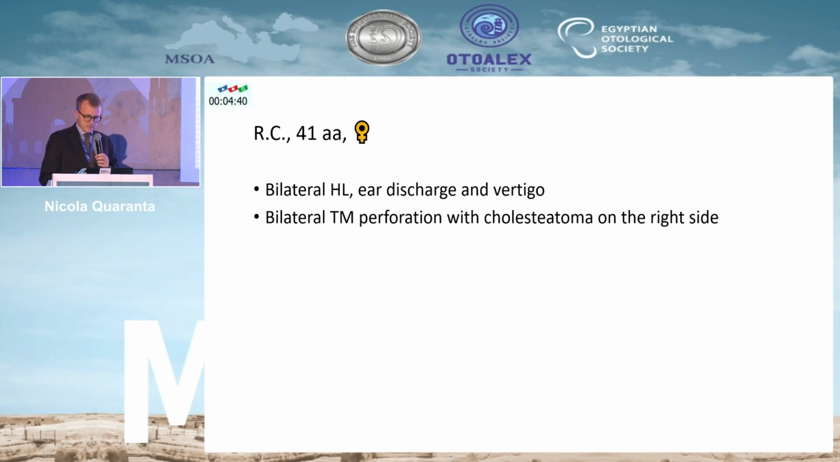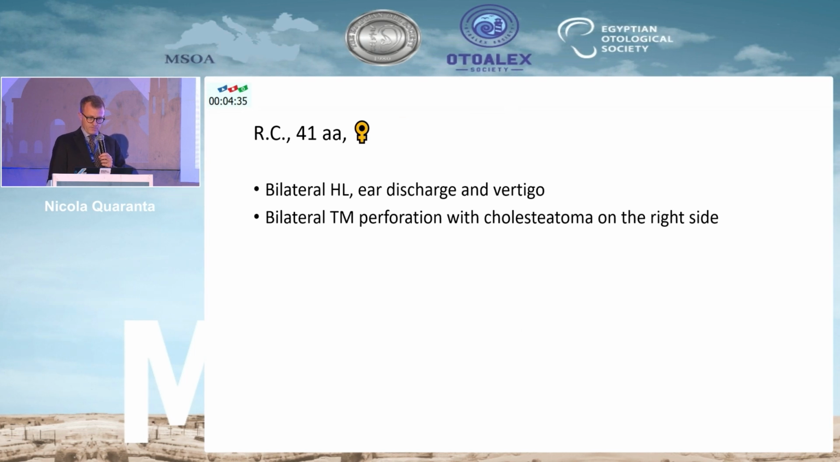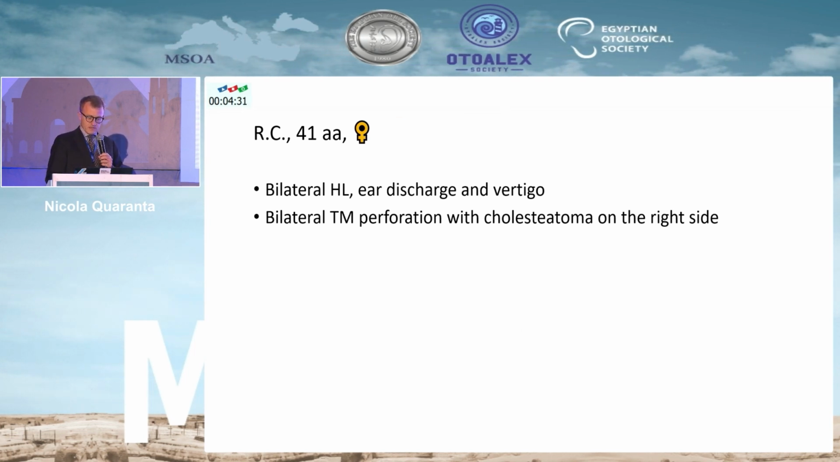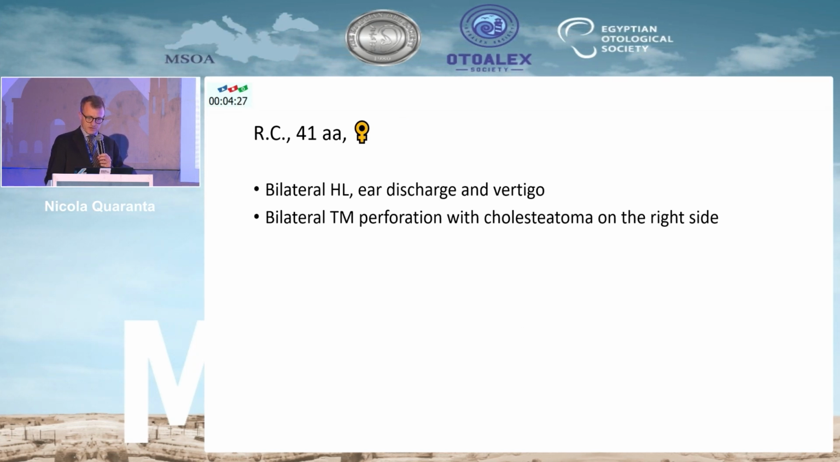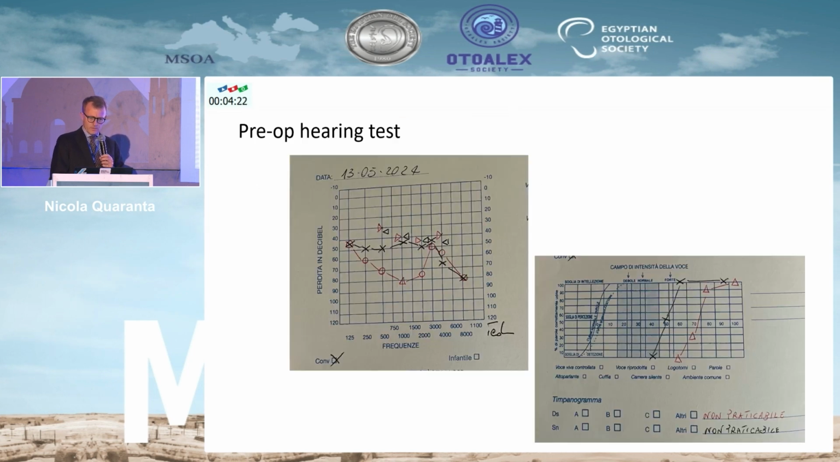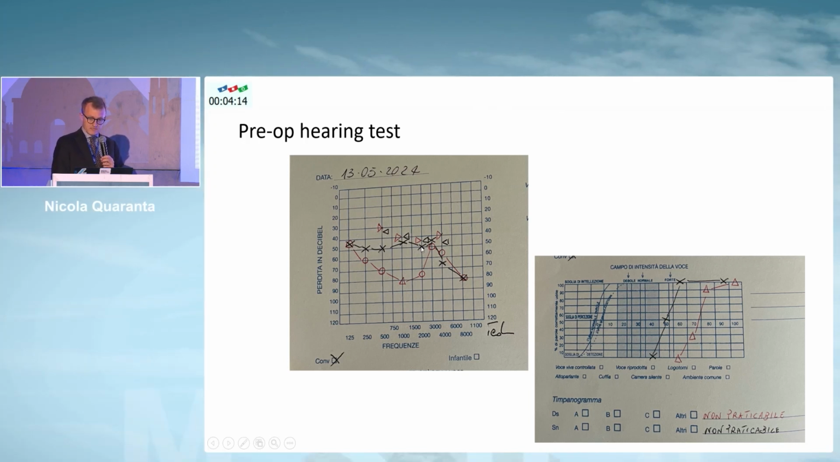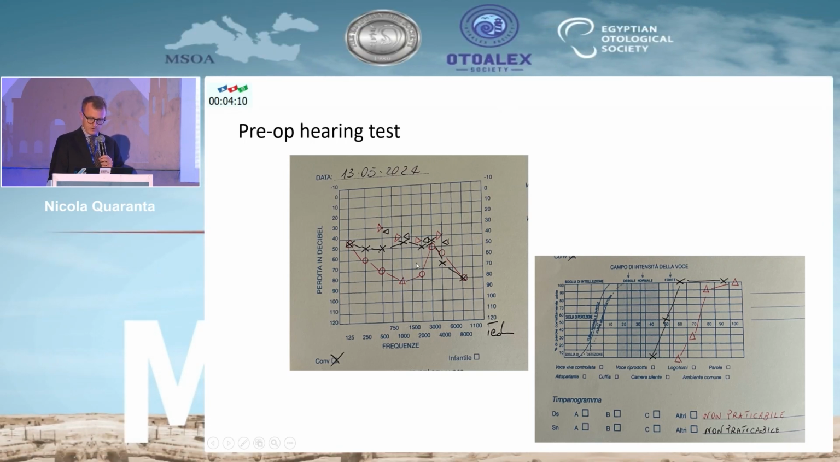We can have some discussion about the way of treating this kind of patients. This is a 41-year-old lady who presented with bilateral hearing loss, bilateral ear discharge and vertigo, and she has a bilateral perforation with cholesteatoma on the right side. This is the hearing, with mostly sensorineural hearing loss on the left side, and a mixed, mainly conductive hearing loss on the right side.